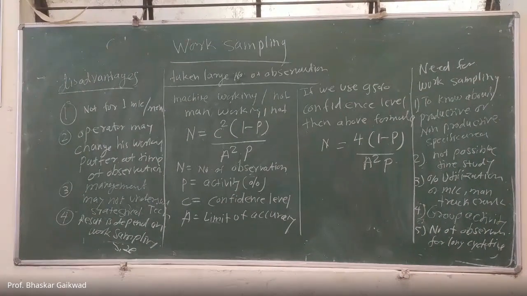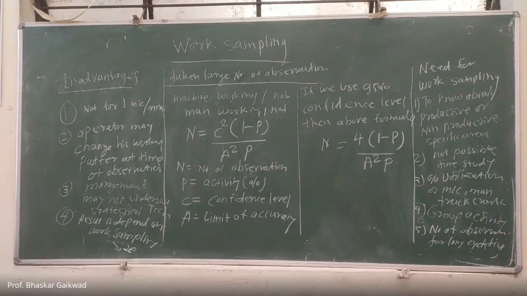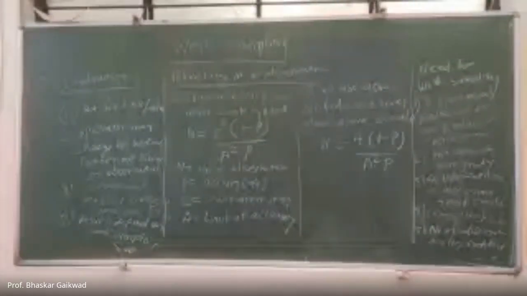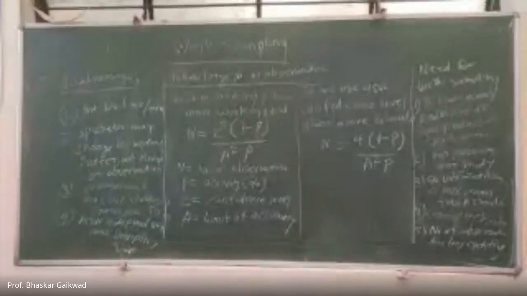After this, we went through the need for work sampling. First, to know productivity and non-productivity in a specific area. We can use work sampling where time study is not possible. We can get the percentage utilization of machine, man and trucks. In group activity, we can find how much time a particular man is idle. And we can decide how many observations to take for long cycle time in mass production.